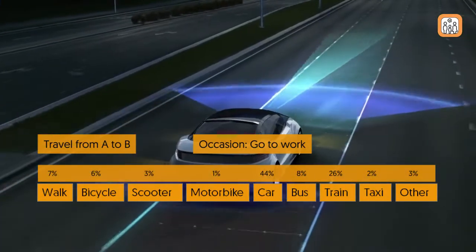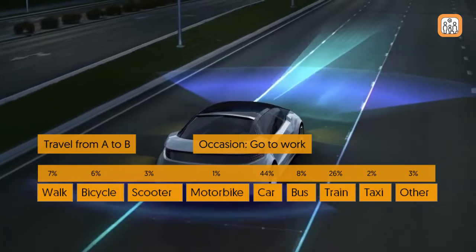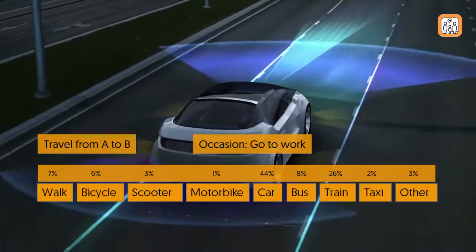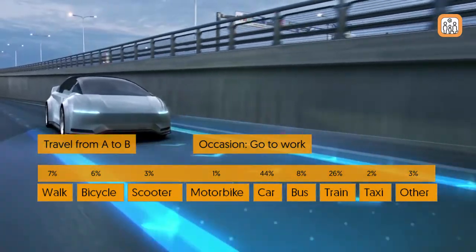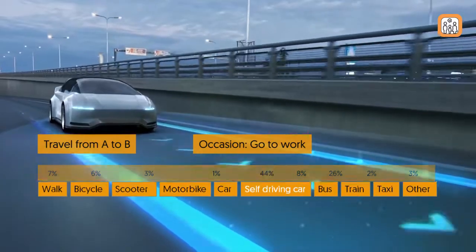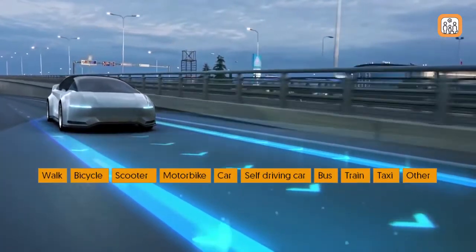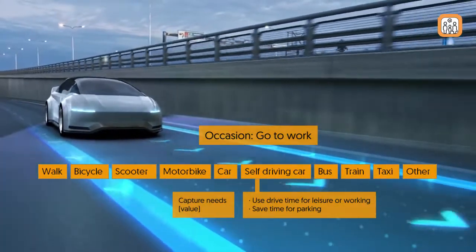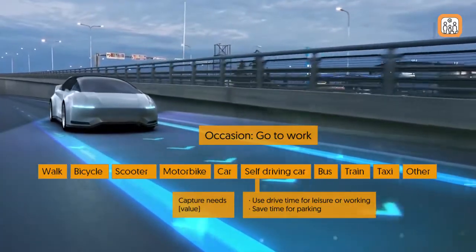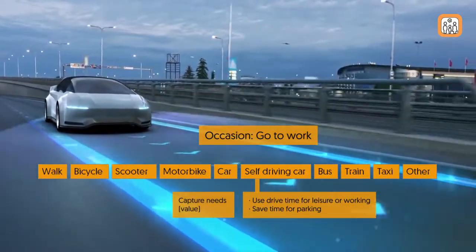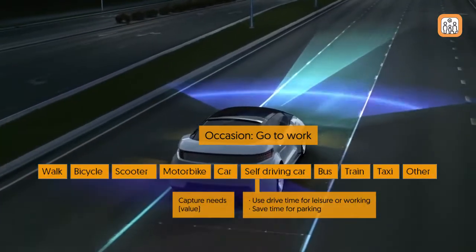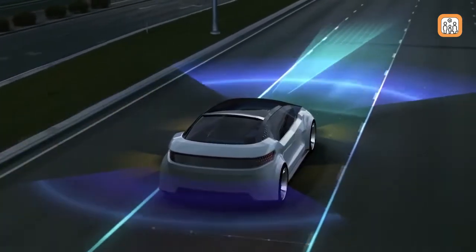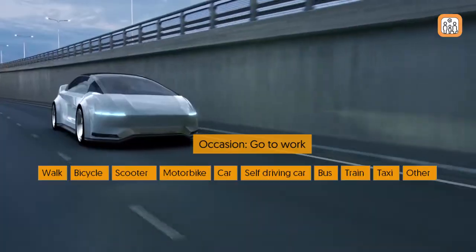One market shows that for the go-to-work occasion, 44% go by car and 26% take the train, while other occasions are smaller. If we add a self-driving car to the equation, there are different values people are looking for based on each occasion. For example, when using a self-driven car to go to work, the needs and values are that people can use the drive time for leisure or work activities, and there is no need to spend time finding parking if that is required. Depending on the type of occasion, people look for different values.